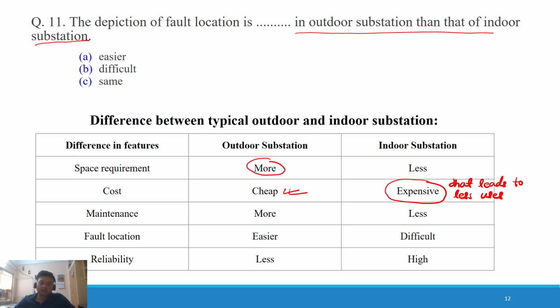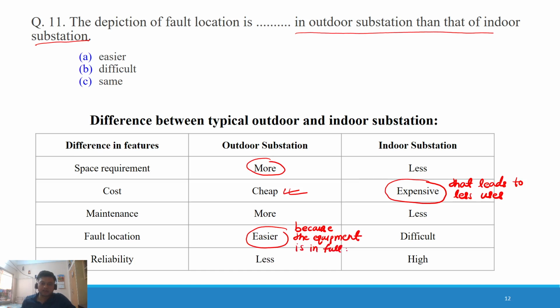It is fully insulated or fully covered in an area, so this will not lead to faults due to animals or natural things. So it requires less maintenance. And detection of fault location is easier in an outdoor substation than in an indoor substation. Why does this happen? Because the equipment is in full view.